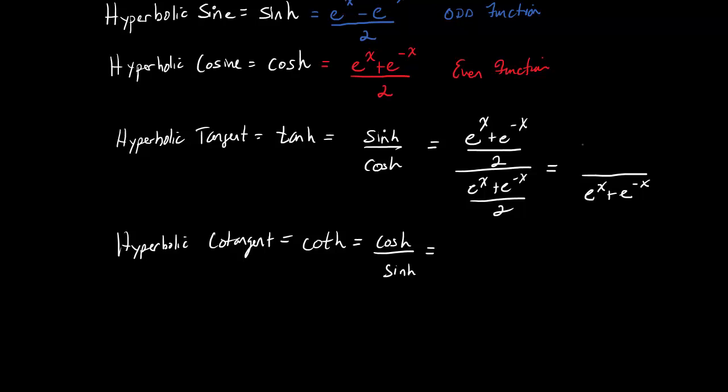Oh wait, I missed that one, sorry. This sinh is actually minus. So this will be e to the x minus e to the negative x. Sorry, my program keeps erasing things. So this will just be the inverse. So this will be the inverse of tan. So this will be e to the x plus e to the negative x all over e to the x minus e to the negative x.